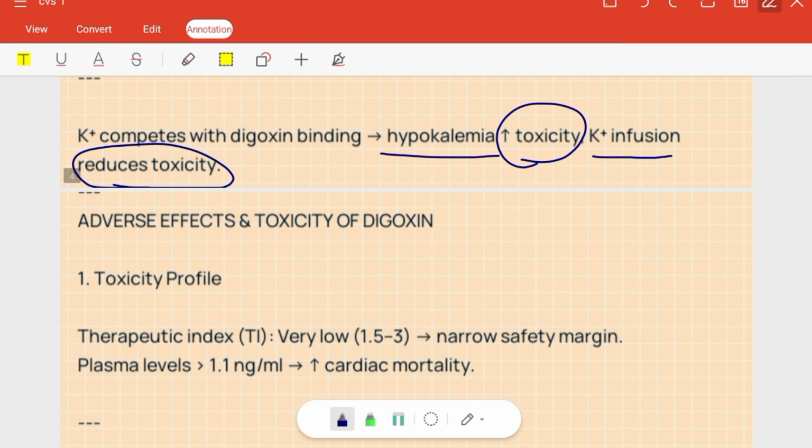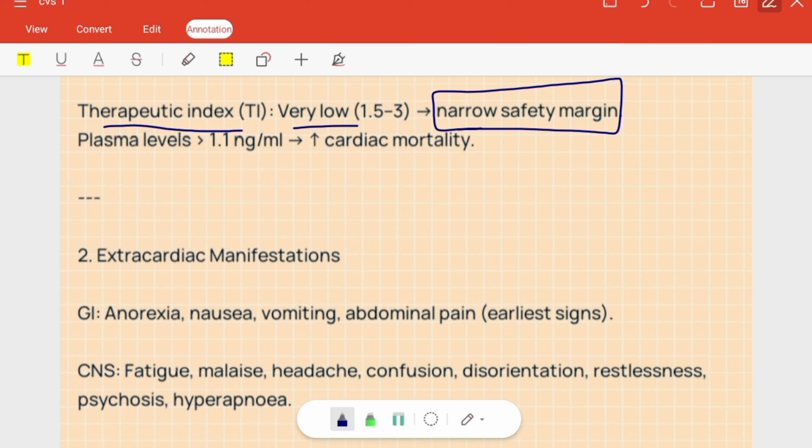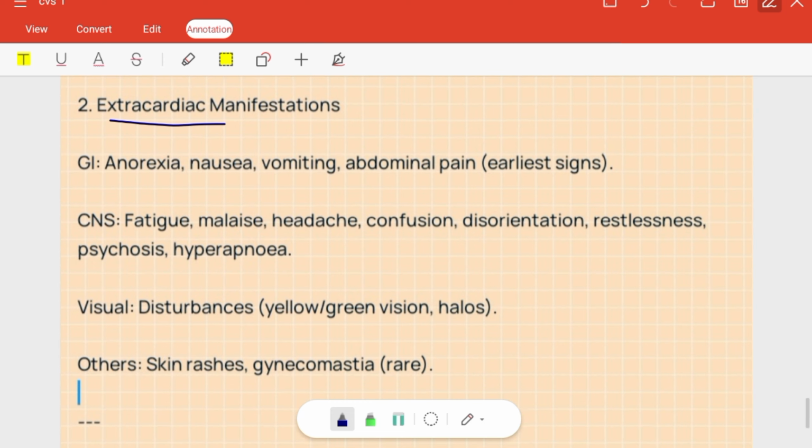Next is the adverse effect. If you see the therapeutic index of digoxin, it is very low. It has a very narrow safety margin. Even a plasma level of more than 1.1 nanogram causes a high mortality rate. It has two manifestations, the extracardiac manifestation and the cardiac manifestation.